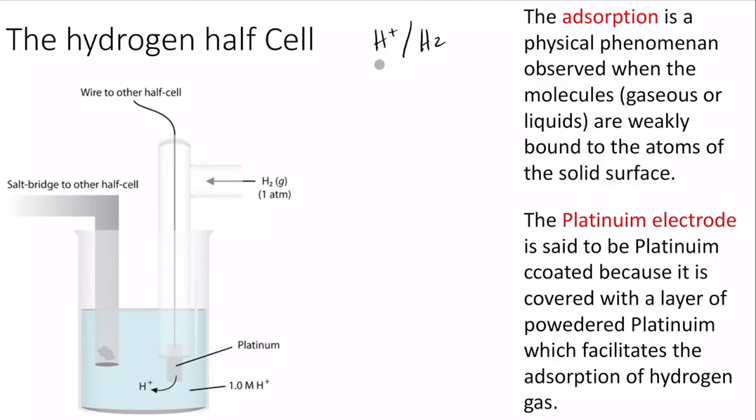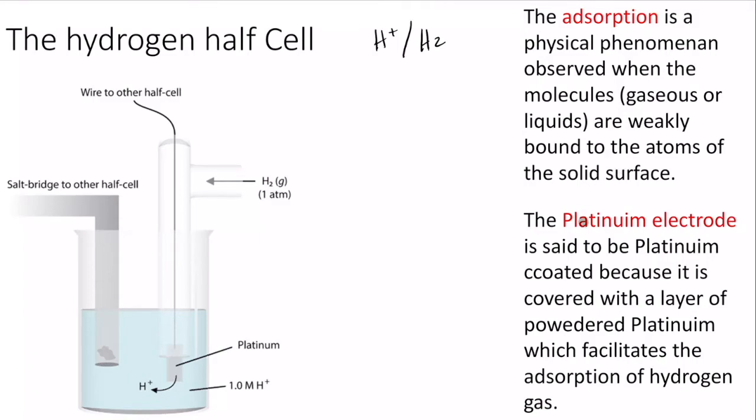How can we dip a gas inside a solution? Well, through two phenomena. First is the adsorption. I'm gonna explain these two things before talking about the hydrogen half cell. We have a phenomenon called adsorption. It's a physical phenomenon observed when molecules, gaseous or liquids only, are weakly bound to the atoms of the solid surface. They form weak bonds to the atoms of the solid surface.